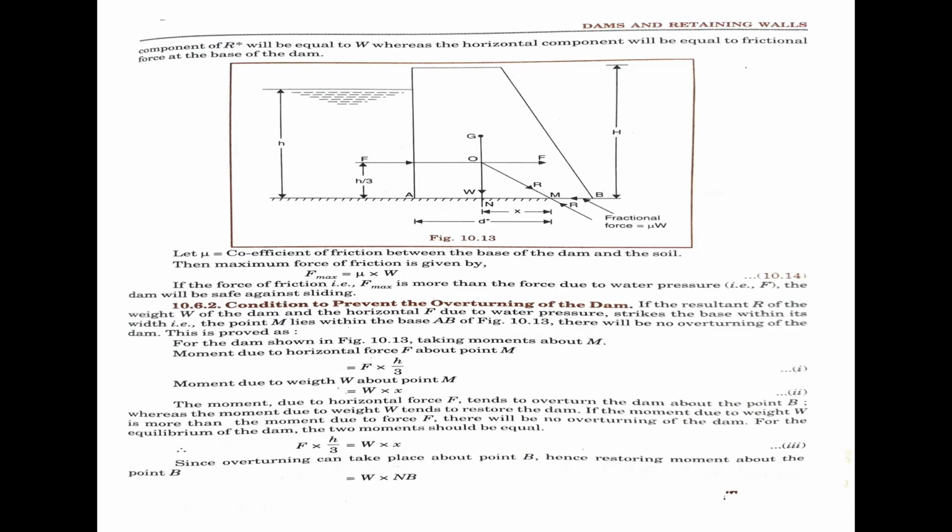Therefore, F into H by 3 equals W into X. That is equation 3. Now, since overturning takes place about point capital B, the restoring moment about the point B equals W into NB, where NB is the distance and W is the weight of the dam.